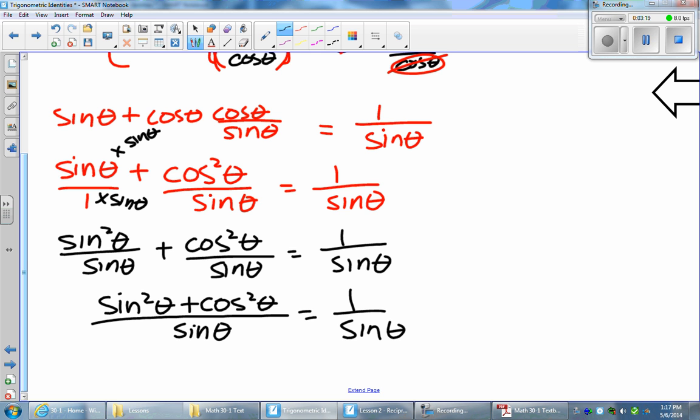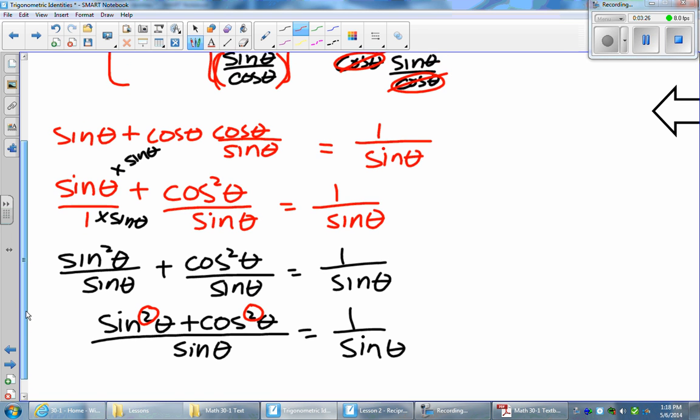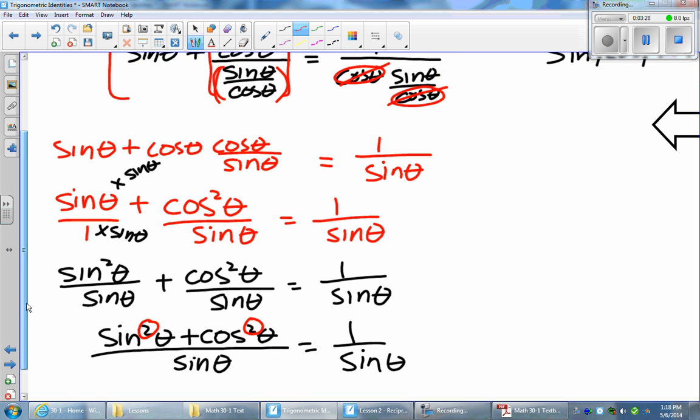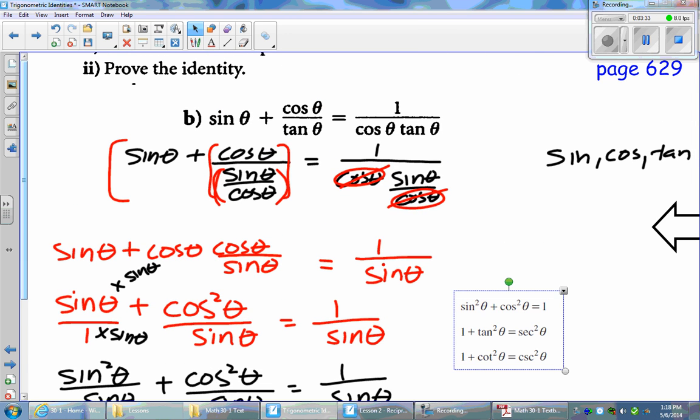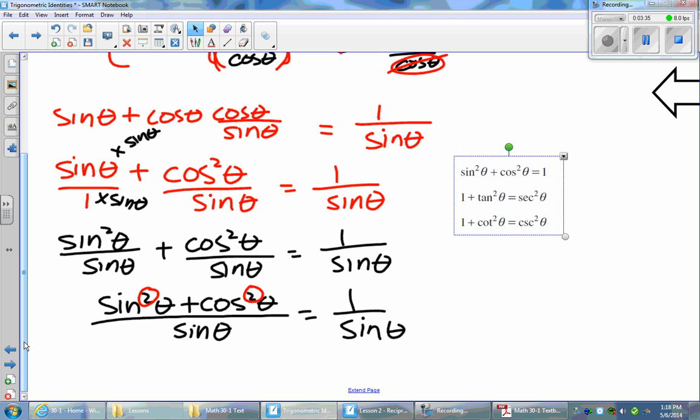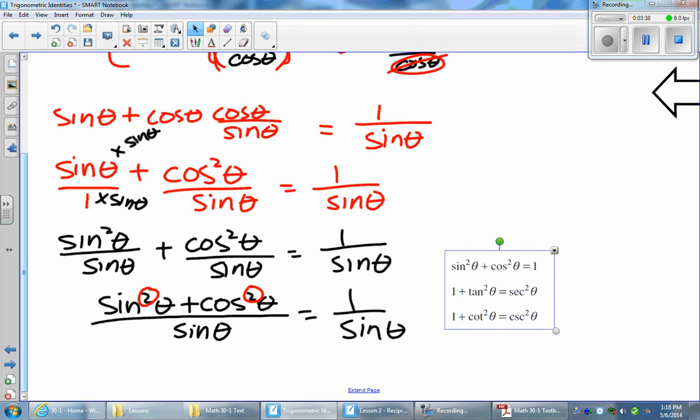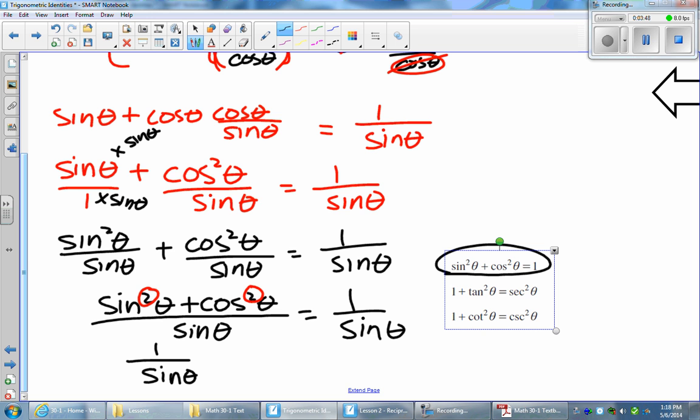Now, it may not look like it at first, but notice that both these terms on the top are squared, so you could apply a Pythagorean identity. Let's see which identity we can use. I'm going to bring this down. We have sine squared plus cosine squared on the top. As you can see, that is an identity, the first one here. So the top is essentially equal to just 1. So I get 1 over sine theta, and that does equal the right-hand side. So I believe I just completed the proof.